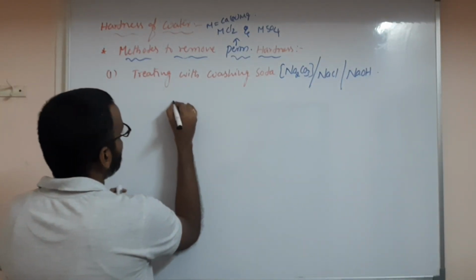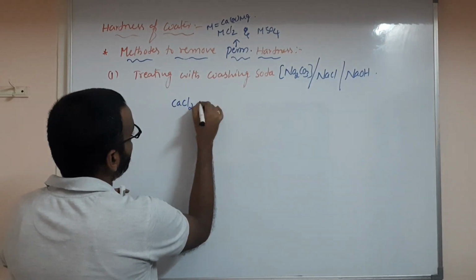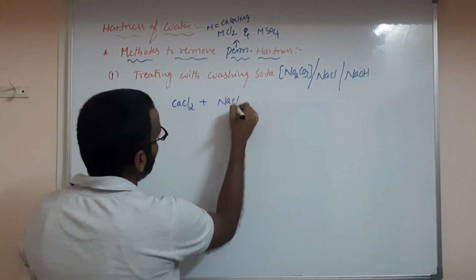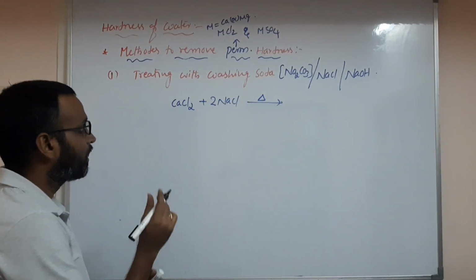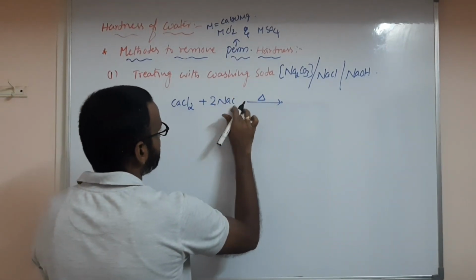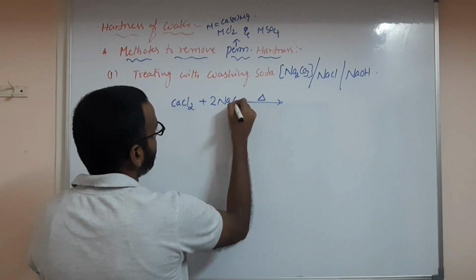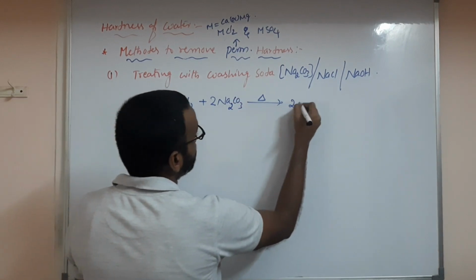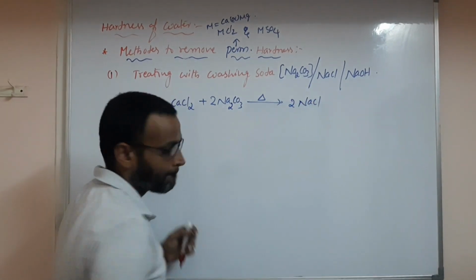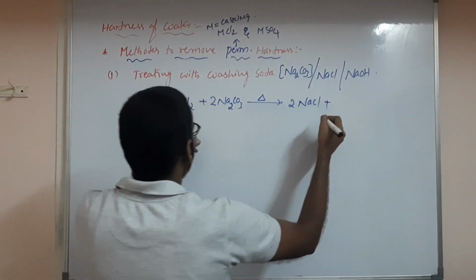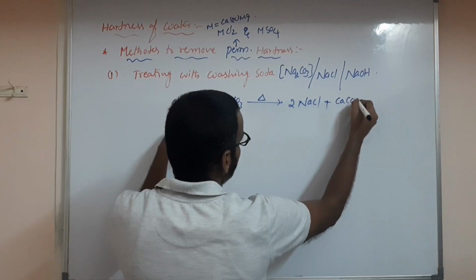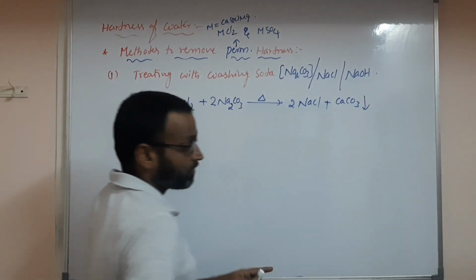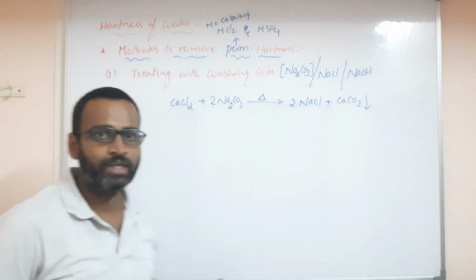So suppose I write calcium chloride, when it reacts with Na2CO3 on heating, what happens? Certainly 2 moles are required. What do you get? 2 moles of NaCl, and remaining is CaCO3. Both are salts which can be deposited.